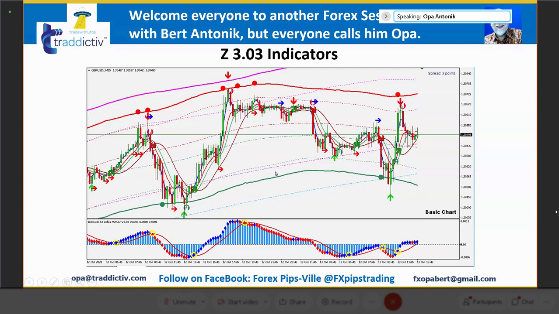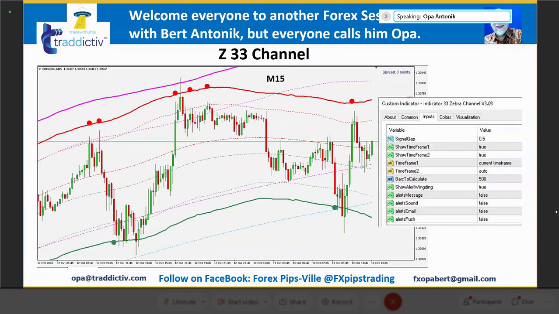All right, so let's go ahead and look at this. Now here's the Z33 channel on a 15-minute chart, and here are the inputs for that chart. You see here we have the signal gap. That just tells me where the dot is being positioned relative to the band line, the upper band and the lower band here, okay?